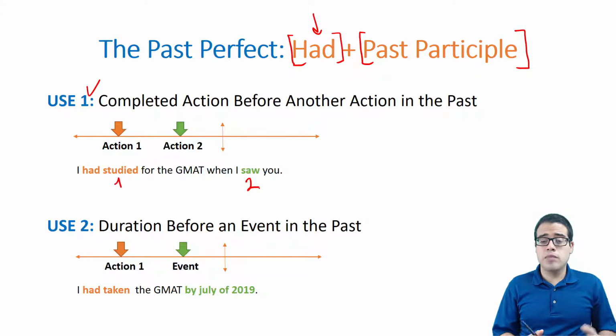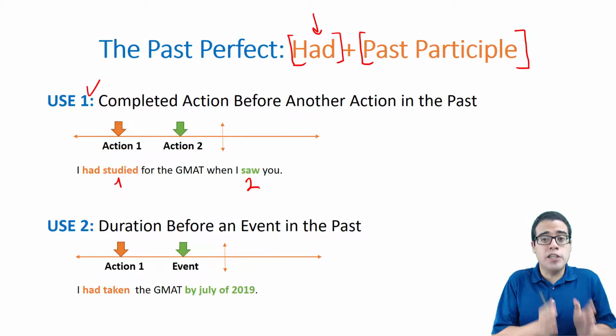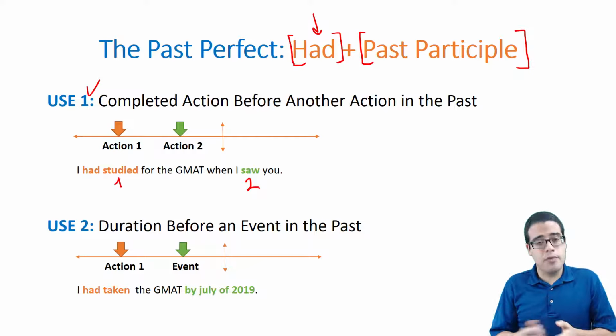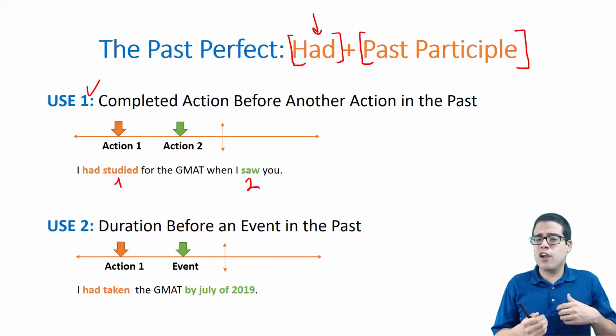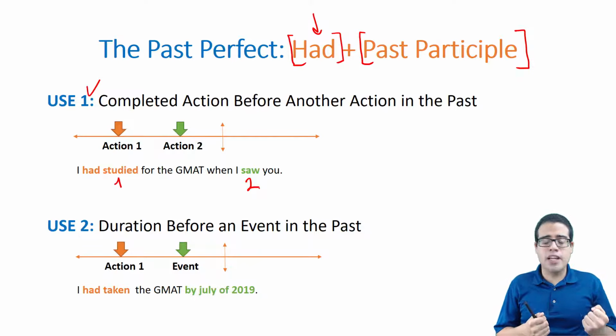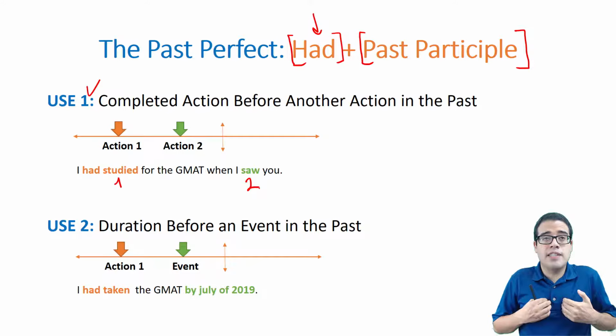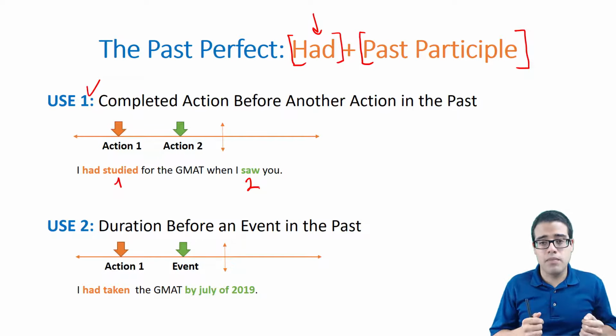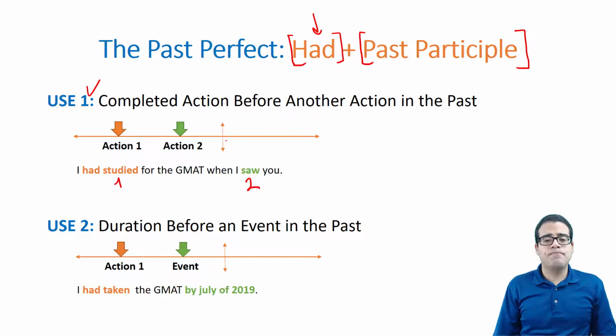So first, I studied, I finished studying, and then after some time, I saw you. Okay, so the action of studying ended before I actually saw you. Maybe I studied from 7 to 8, and I saw you, I don't know, at 10 p.m. Okay, so that's the first meaning.